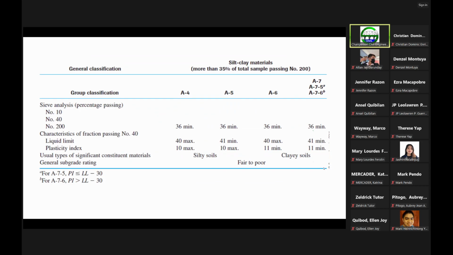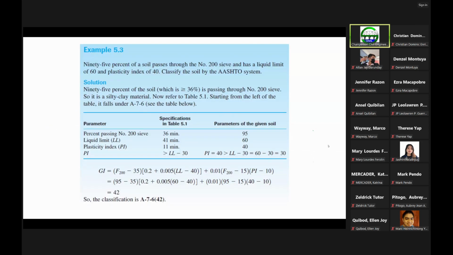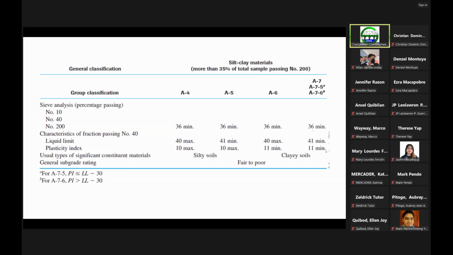Then we now go to the last. Our liquid limit is 60, satisfying this one because this is minimum 41. And then our PI is 40, so that satisfies this one, minimum of 11. So that means we have a clayey soil material according to the AASHTO.